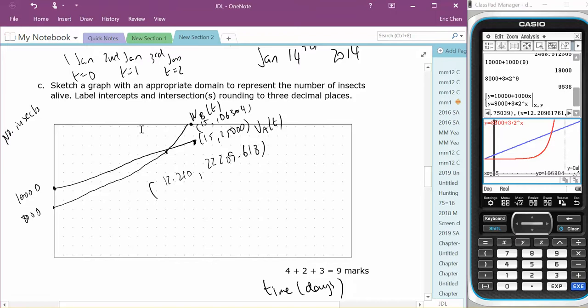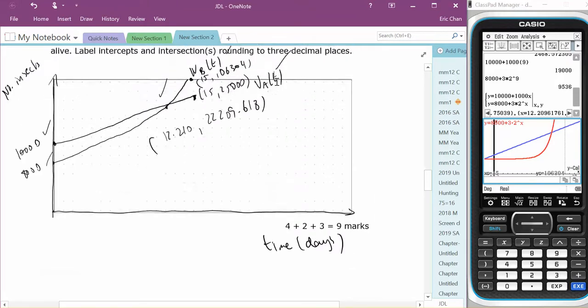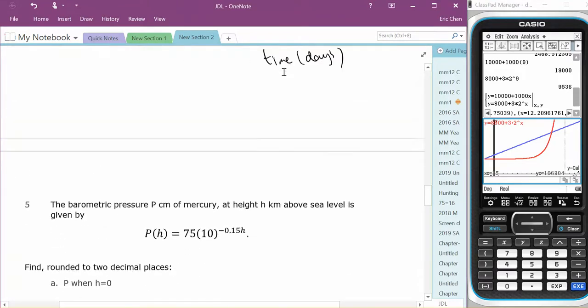It is a bit tedious, but you've got to make sure you have your axes labeled and a relatively good scale. I don't mean you physically need to draw a scale, just draw the important points: the intersection point and the endpoints. Label the graphs, just follow instructions. We'll go to the next question, question 5.